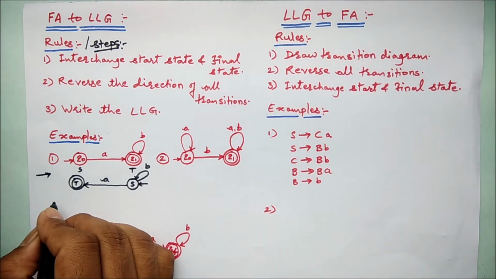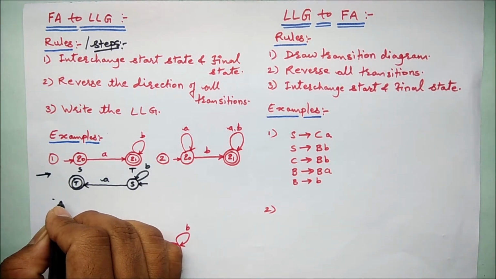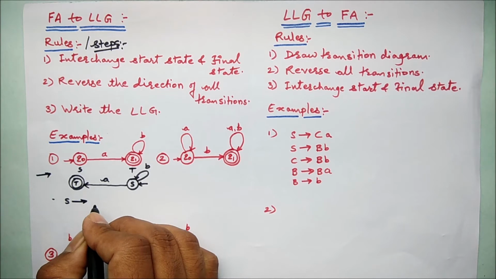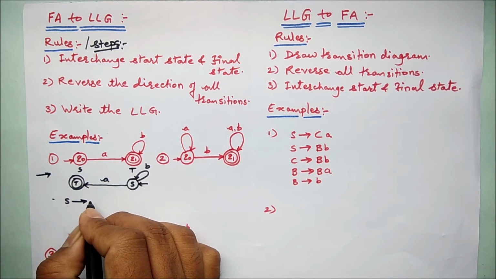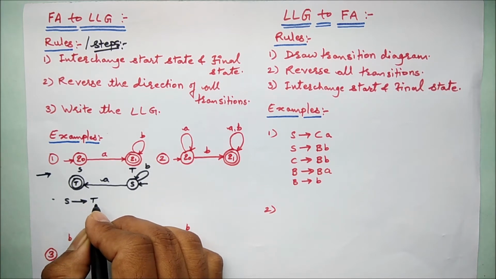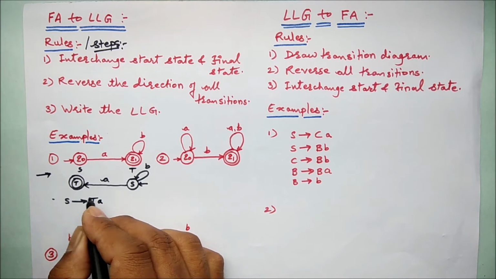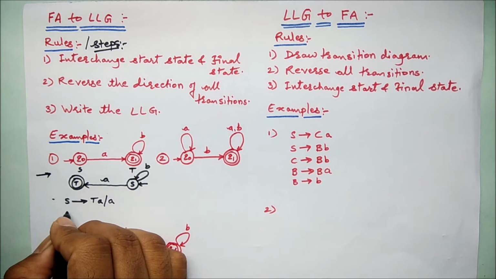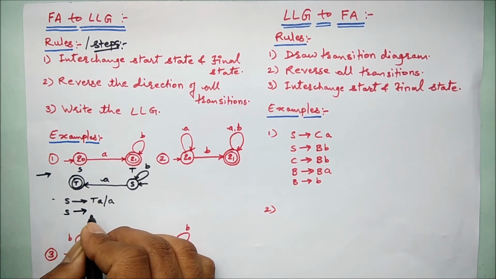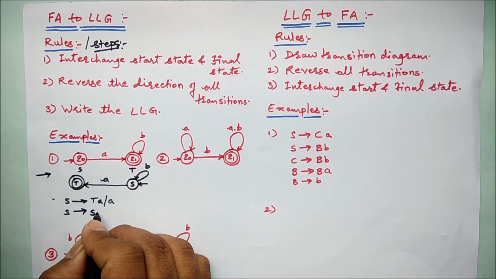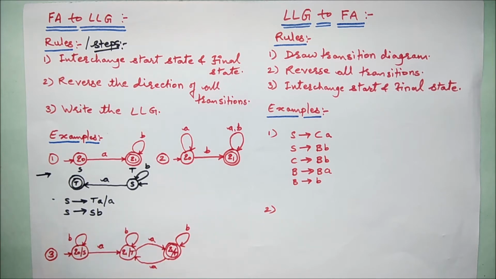Now let's try to write the LLG. Let's write it from the initial state. As the initial state is S, we write S gives, so it is transiting to T, and as it is LLG, we have to write the non-terminal on the left side. So it gives us T, and then A. And S is also transiting with input symbol B to S, so it gives S B. This completes the two transitions of S.